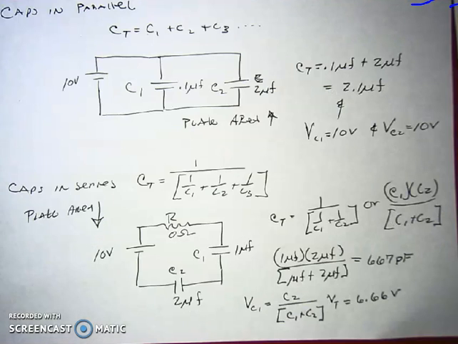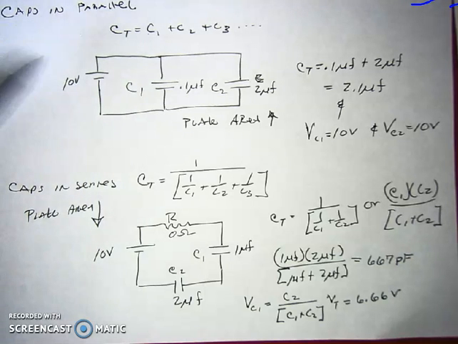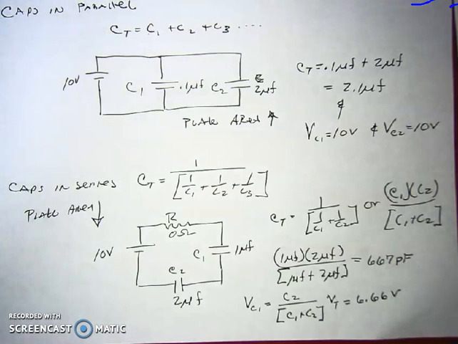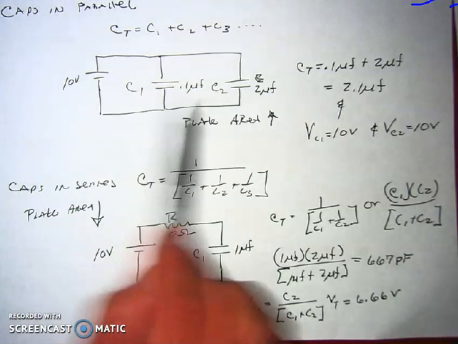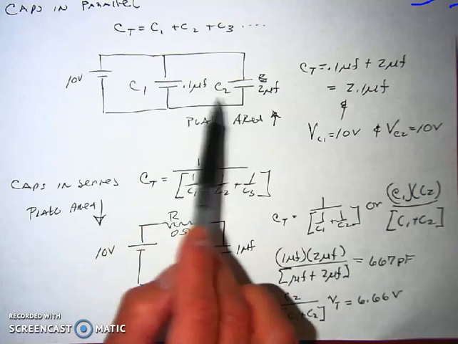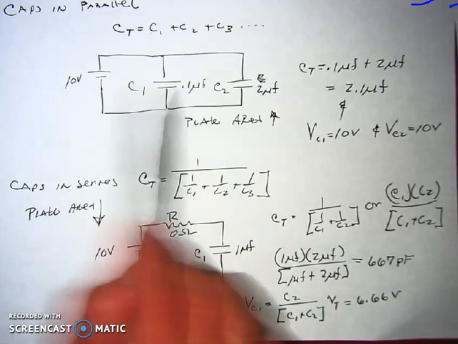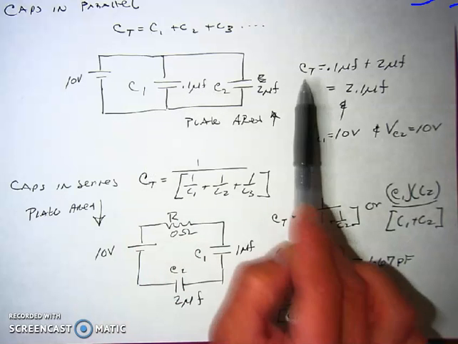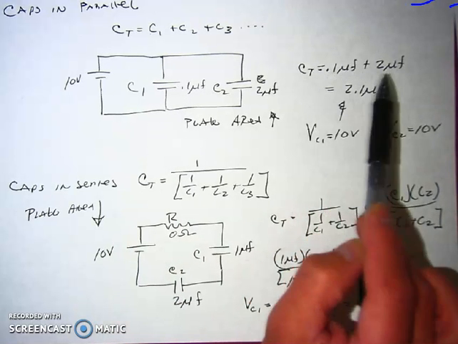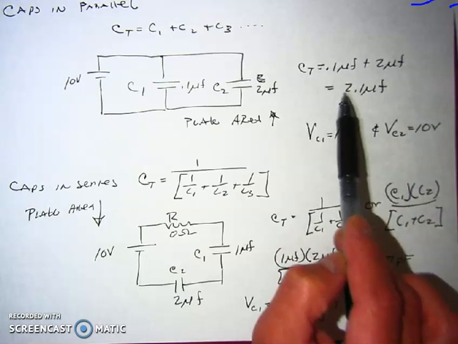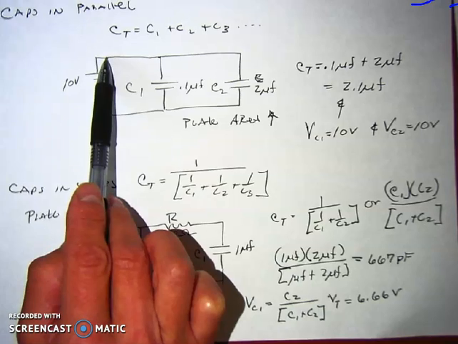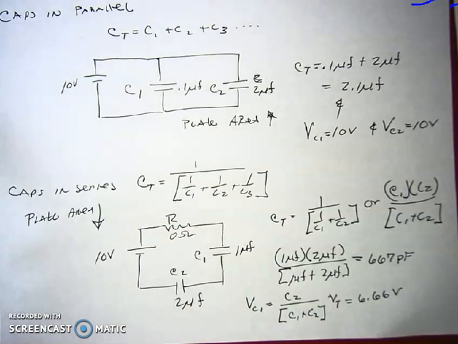So let's look at capacitors in parallel and series. So if you have capacitors in parallel, the equation for it is C total is equal to C1 plus C2 plus C3. The voltage across each one of these capacitors, based on the laws of parallel, has to be 10 volts. So the voltage is VC1 and VC2 is 10 volts. Capacitance total is equal to 0.1 microfarads plus 2 microfarads equals 2.1 microfarads. So this just shows that capacitors in parallel, the plate area increases.